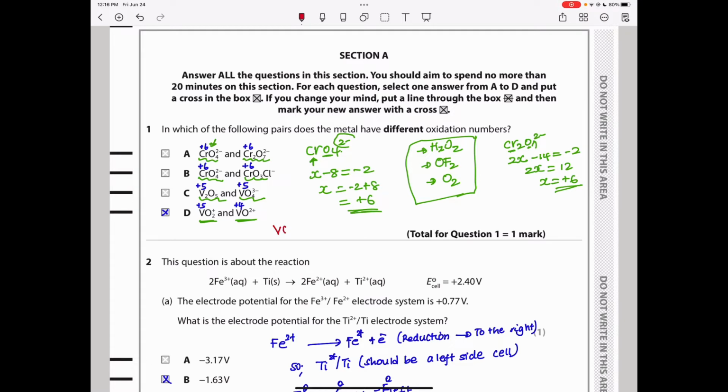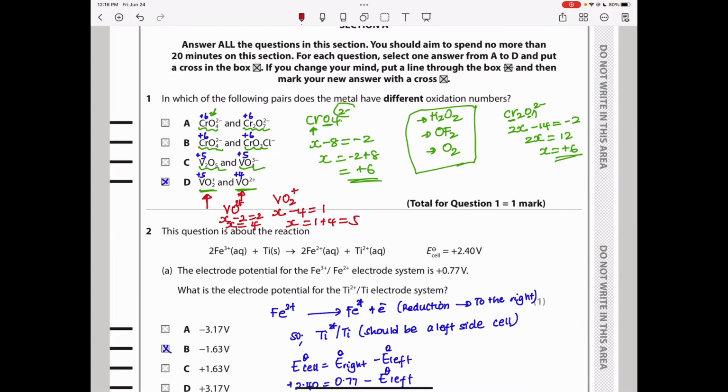If we see VO2 plus, it means vanadium, let's call it X. Oxygen here is minus 2. Minus 2 times 2 becomes minus 4, and this is all equal to positive 1. So X will equal 1 plus 4, which gives us 5. That is how we get the oxidation state of vanadium 5. Now to find that of this vanadium 4, it will be VO2 plus. If vanadium is X, each oxygen is minus 2, and the total is equal to 2. So X will equal 2 plus 2, which is plus 4. And that's how you calculate the oxidation state of each.